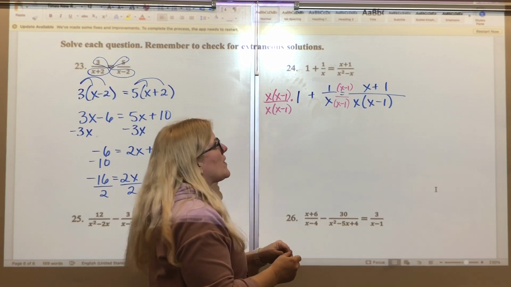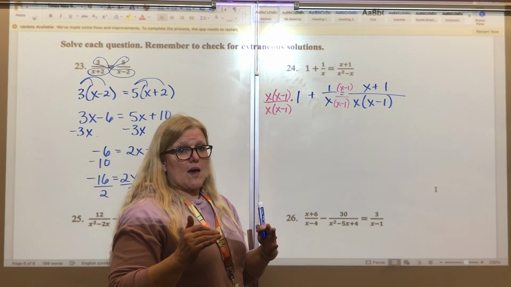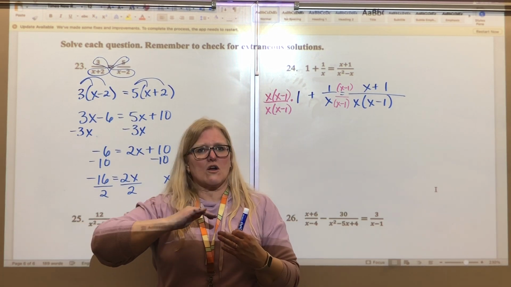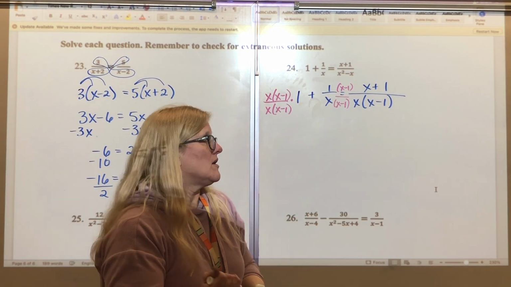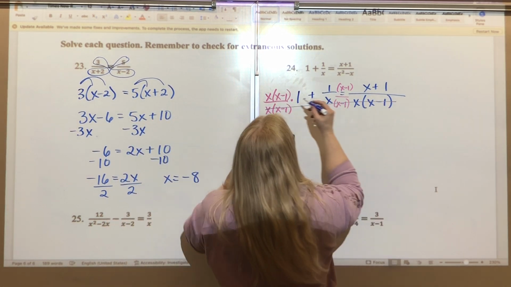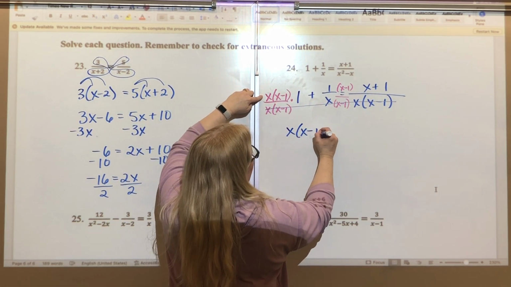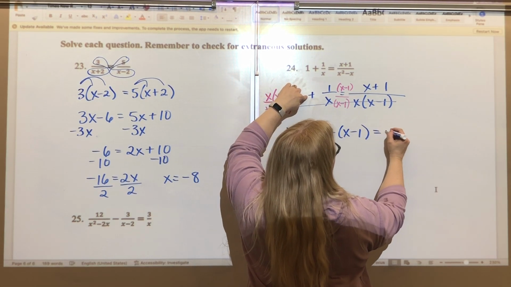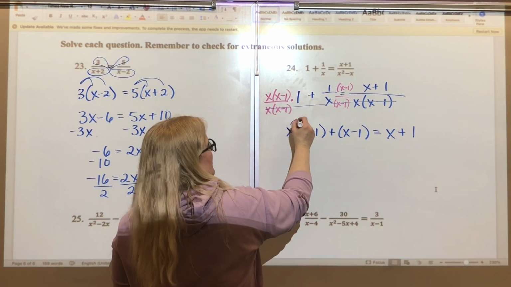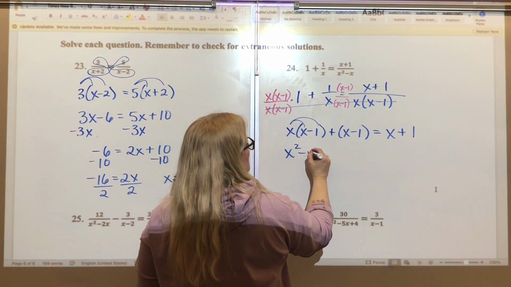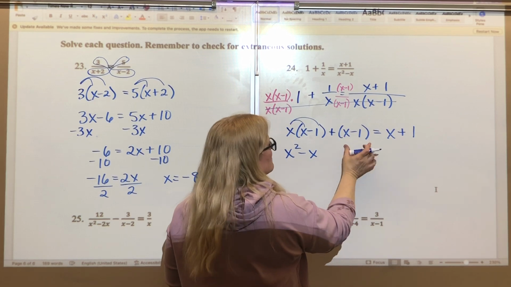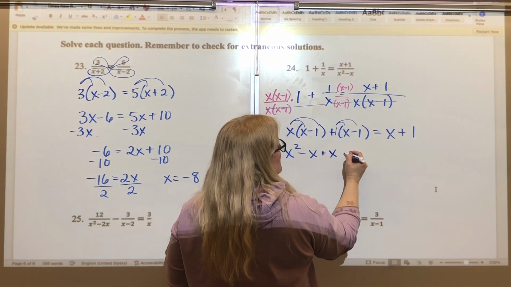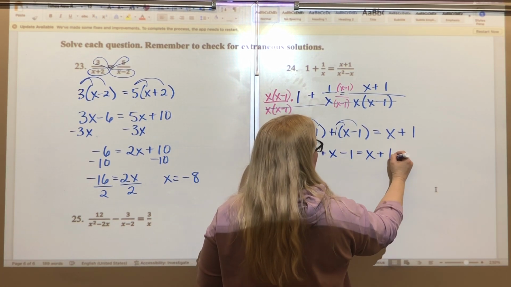And now, when we have all the denominators the same, and this only works when we're solving for x. Don't just start crossing denominators out that are the same, okay? We're going to cross this out. I have x times x minus 1 plus x minus 1 equals x plus 1. Okay, if I distribute this x, I get x squared minus x. The parentheses go away because essentially I'm distributing a 1. But this is plus x minus 1 equals x plus 1.